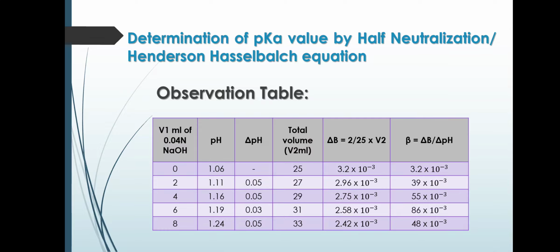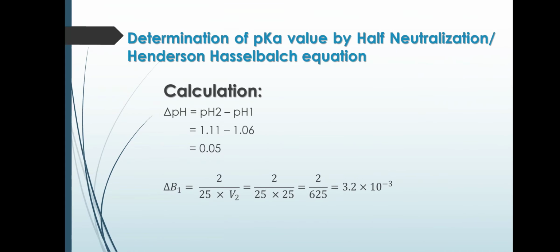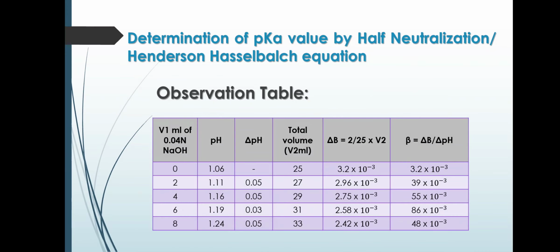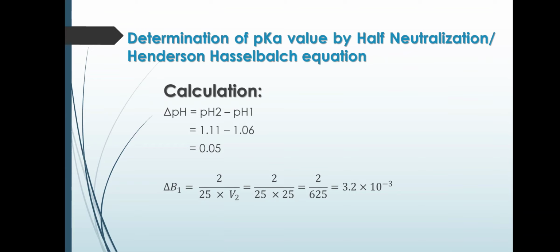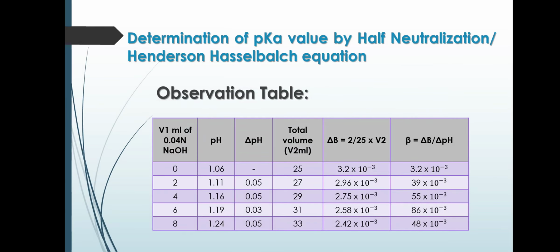So that is the delta pH calculation. Then next is delta B. Delta B equals 2 divided by 25 multiplied by V2. For the first reading, the total volume V2 is 25. So 2 divided by 25 multiplied by 25 equals 3.2 multiplied by 10 raised to minus 3. That is the delta B reading, and like that you have to calculate the remaining readings for delta B.